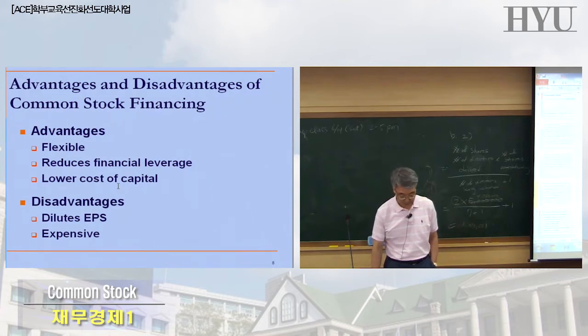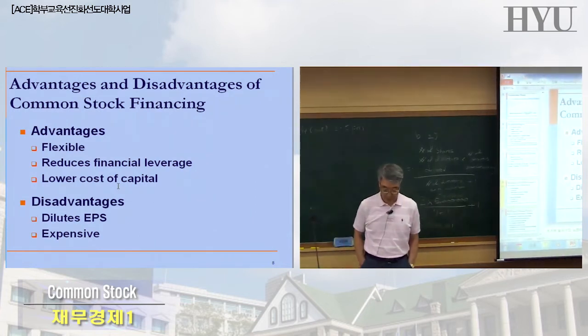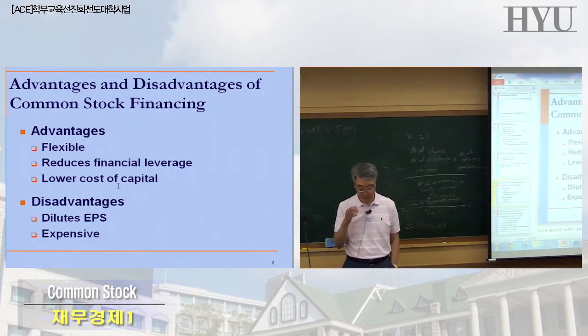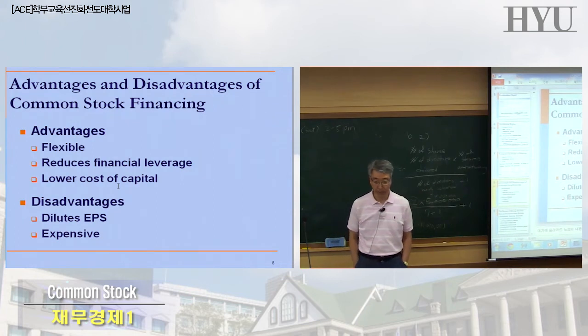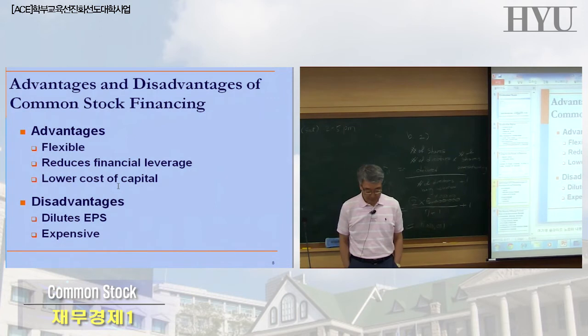financing. Okay. Disadvantages, of course, it dilutes EPS because you're creating more shareholders, you're creating more owners, you have more people to share your profit with. Okay. So that's the problem. And also it is expensive.